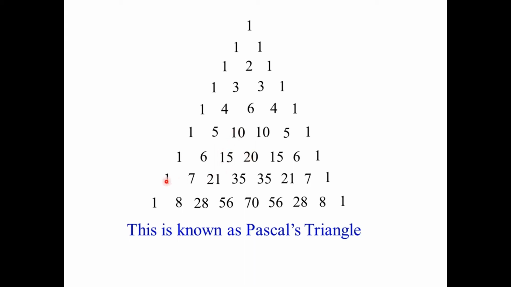Another observation, the rows are symmetric. 1, 4, 6, 4, 1. 1, 5, 10, 10, 5, 1. The rows are symmetric. We've got the natural numbers present. There are many patterns of numbers buried within that triangle.